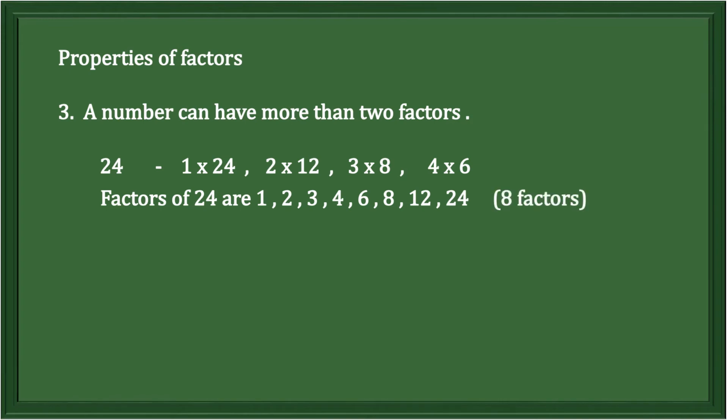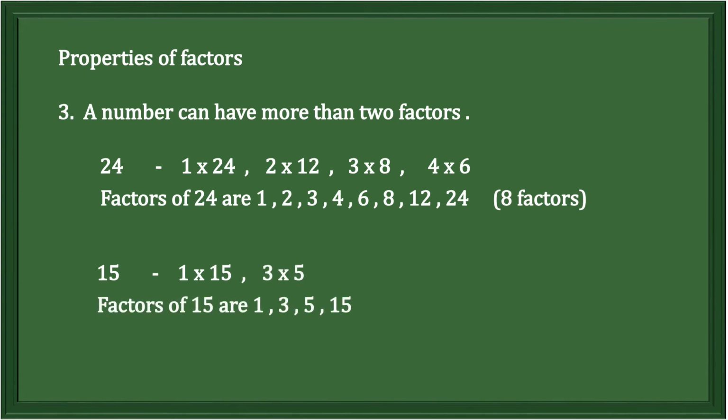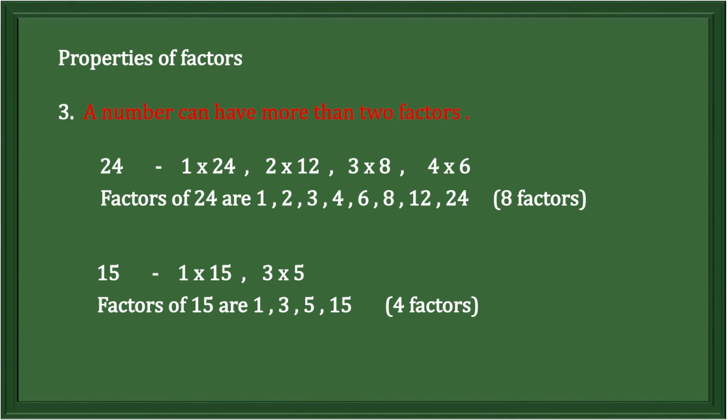Or if we take another example, 15. The pairs of numbers that give the product 15 are 1 into 15 and 3 into 5. The factors of 15 are 1, 3, 5 and 15. A total of 4 factors. So we can say that a number can have more than 2 factors.